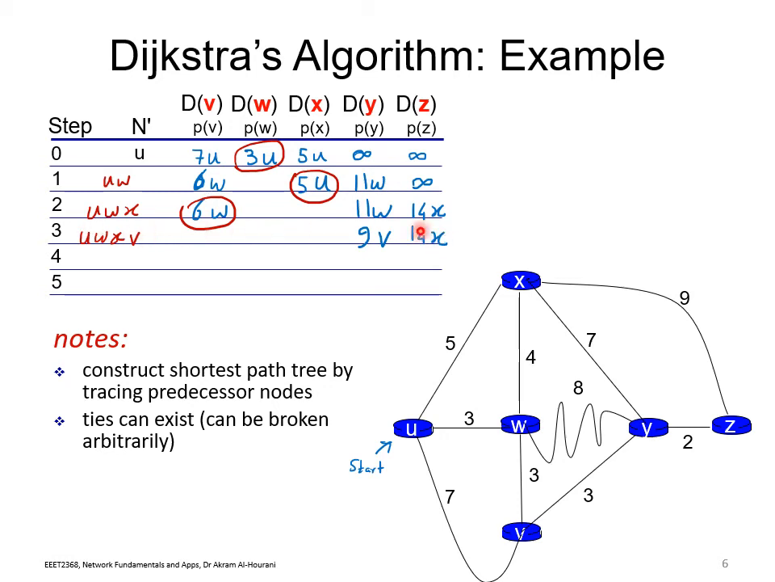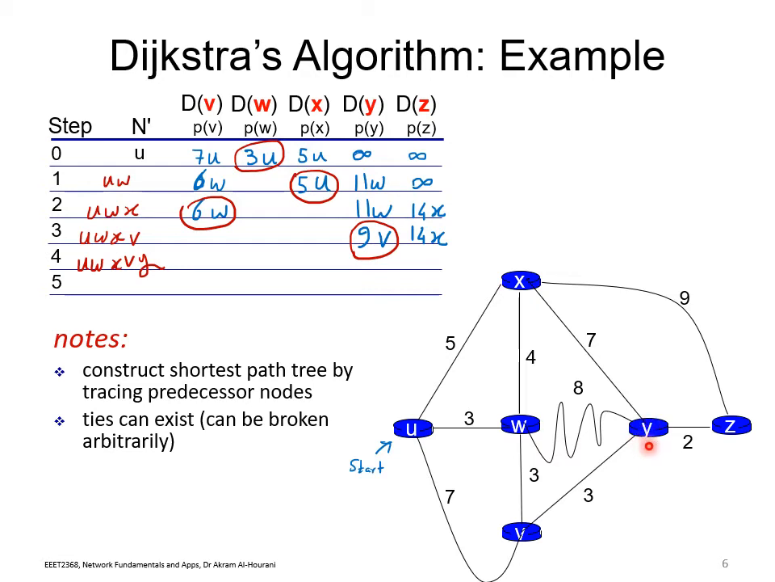And now what I'm going to do is look at the row. Do we have a winner? Yes, there is a winner here, which is 9v. And now I know how to reach y. It will cost me 9 to reach it, and I can reach it through the point v. So y is now in the club of known nodes. So we'll have u, w, x, v, and y. All right, so we know how to reach y. Let's try to reach things from y.